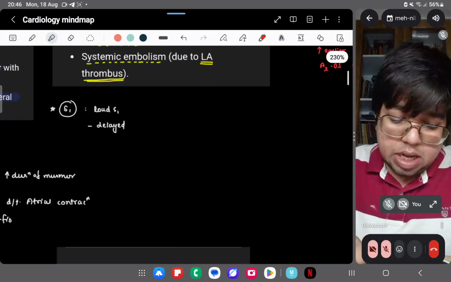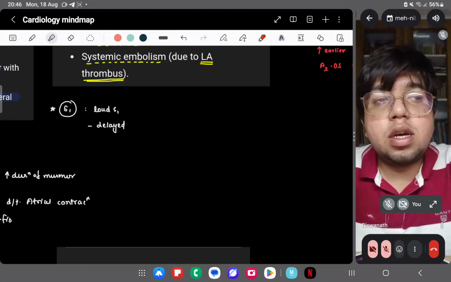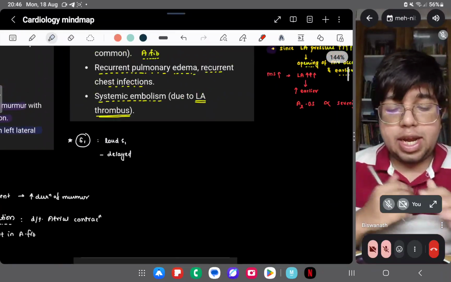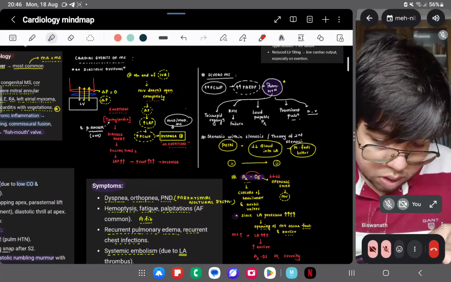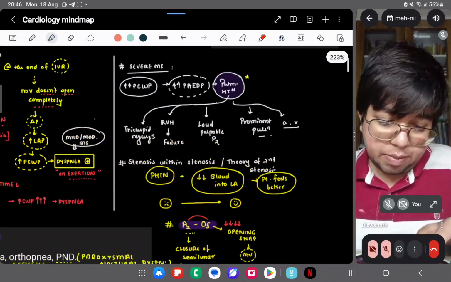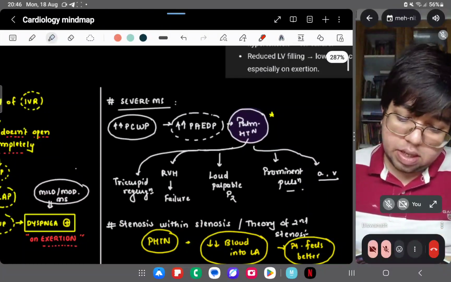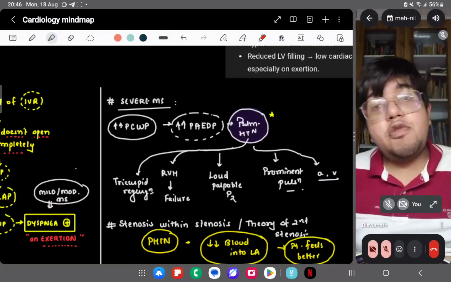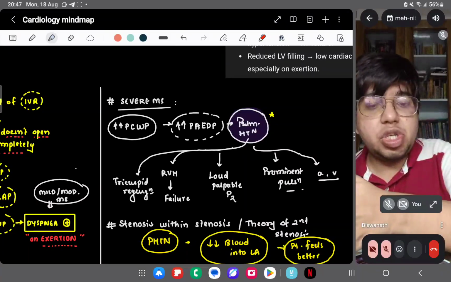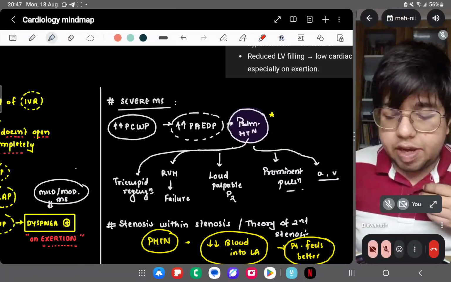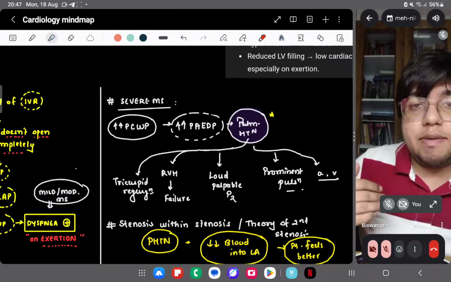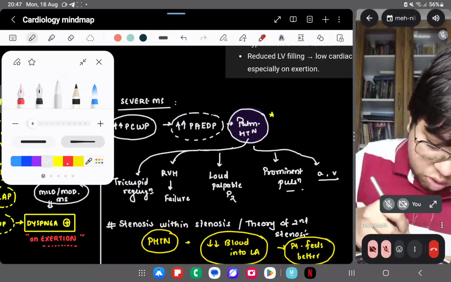Now let's look at the backward pressure effects. We saw that this pulmonary hypertension was an effect of forward pressure. This pulmonary capillary, pulmonary artery, pulmonary hypertension, tricuspid regurgitation, RVH, failure, all of these are effects of forward pressure. We have a back pressure here. So just you can look at this.